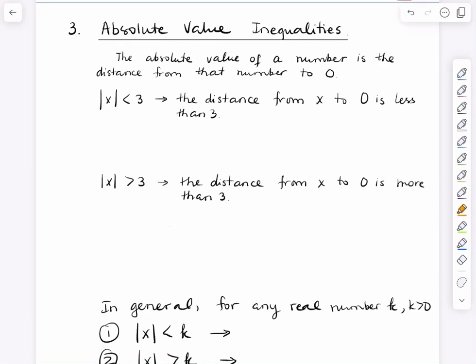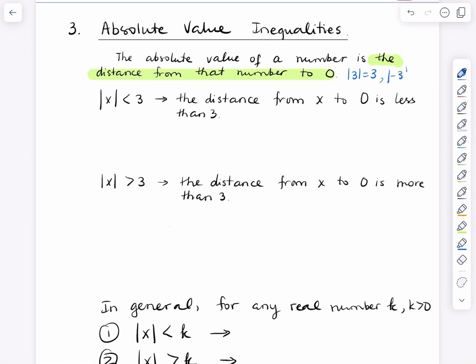In this video, we are going to talk about absolute value inequalities. Let's review the absolute value of a number. The absolute value of a number is the distance from that number to zero. For instance, absolute value of 3 is equal to 3 because the distance from 3 to 0 is 3 units.